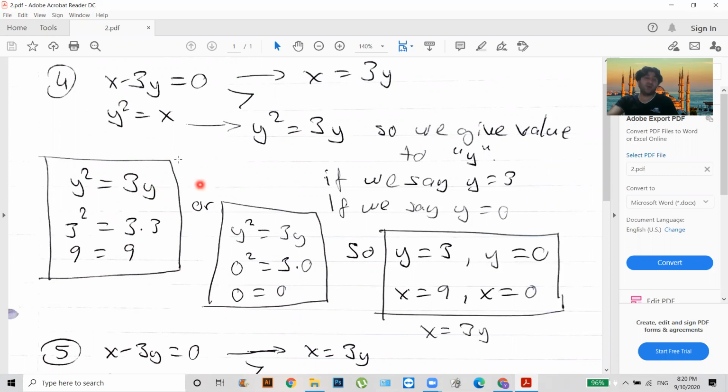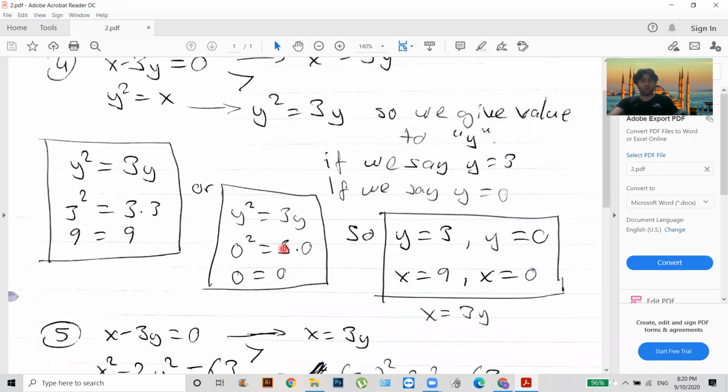Then if I try 1, guys, it doesn't work because 1 to the power of 2 is 1, and 3 times 1 is 3. If I try 2, 2 to the power of 2 is 4, and 3 times 2 will be 6. So 3 to the power of 2, guys, is going to be 9, and 3 times 3 will be 9. So that is correct. Also, we have 0. If I try 0, guys, 0 to the power of 2 is 0, and 3 times 0 is 0.